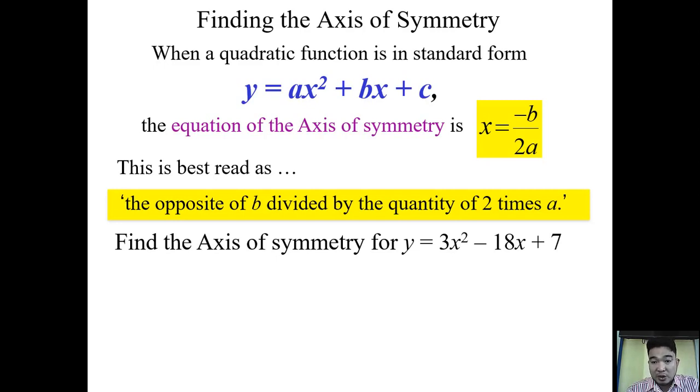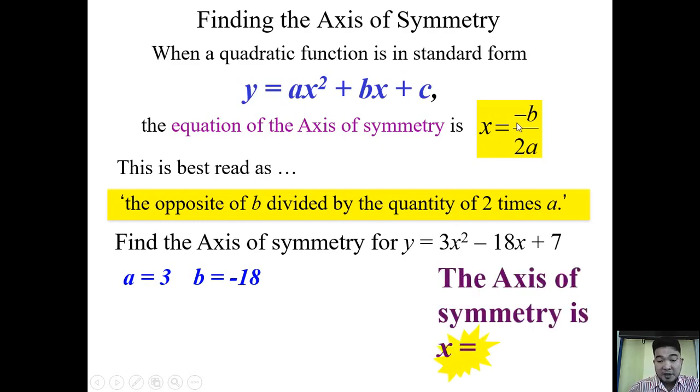So we are going to solve for the axis of symmetry using this, x equals negative b over 2a. By the way, what is b here? In this quadratic function, b is negative 18 and our a is 3. So we need those values in solving for the axis of symmetry. So there you go, a is 3, then b is negative 18.